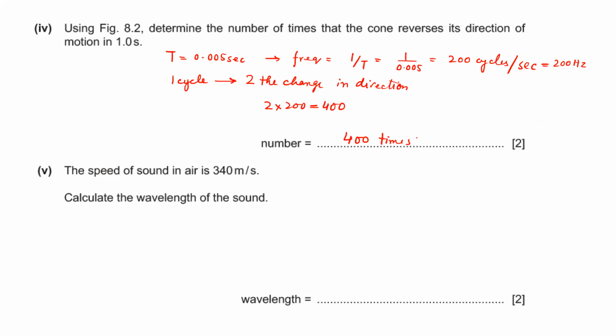The next part, part 5, says the speed of sound in air is 340 meters per second. Calculate the wavelength of sound. So remember, v equals f lambda. The frequency to us is 200 hertz, lambda we have to calculate, and the velocity of sound is 340 meters per second. So lambda is 340 divided by 200, which is 1.7 meters. So the answer is 1.7 meters, right? This is how you calculate the wavelength of the sound.